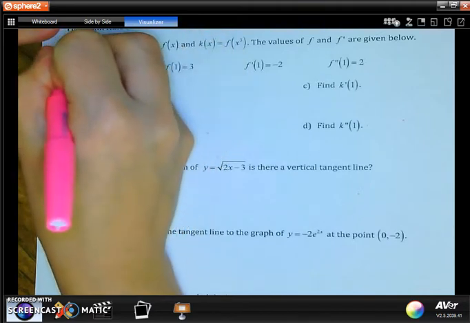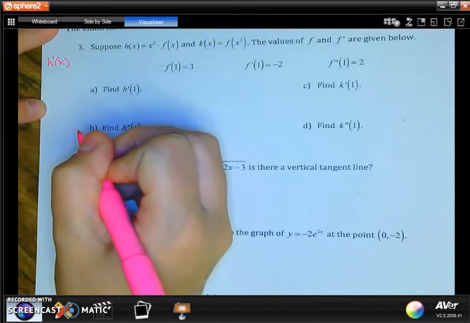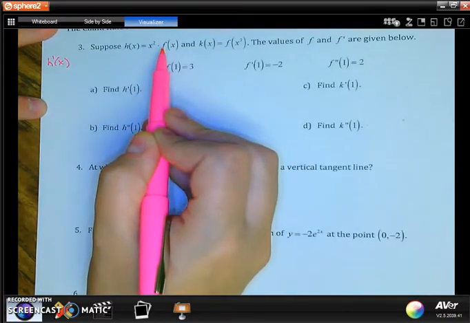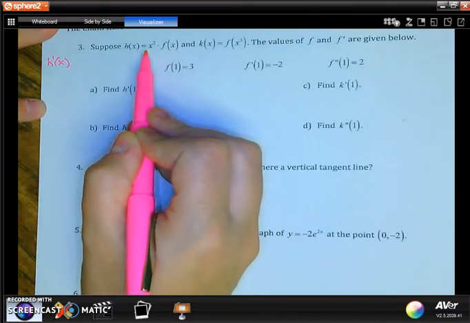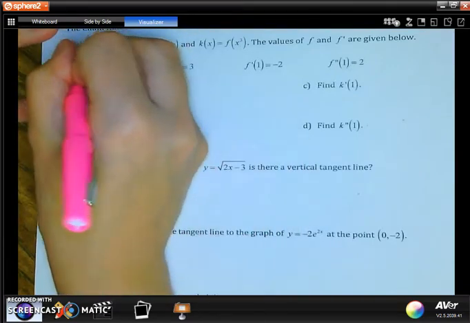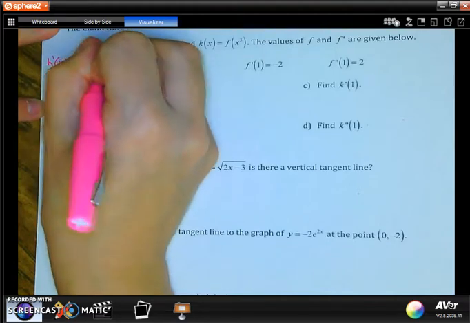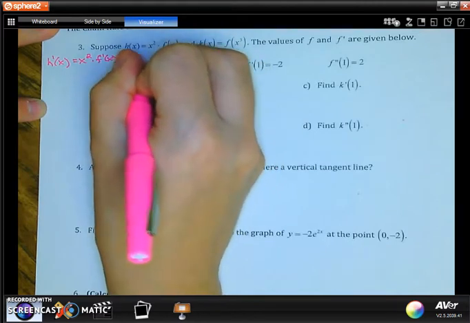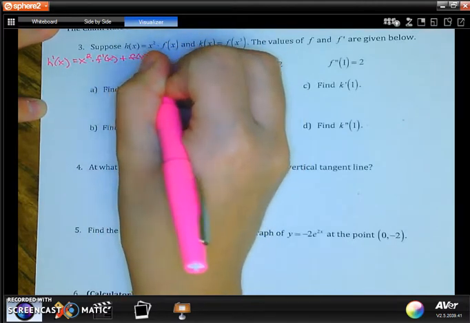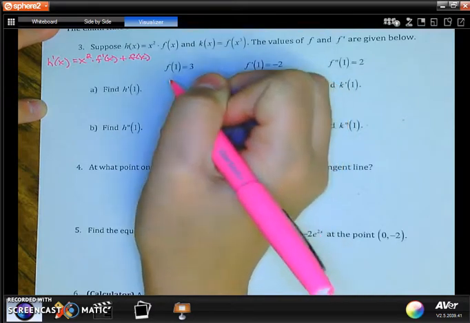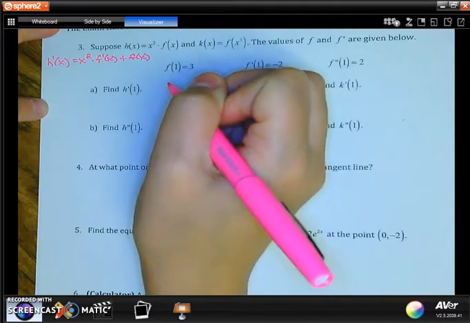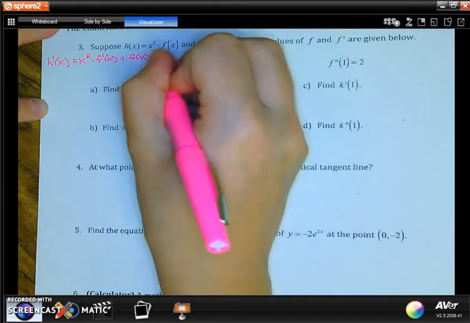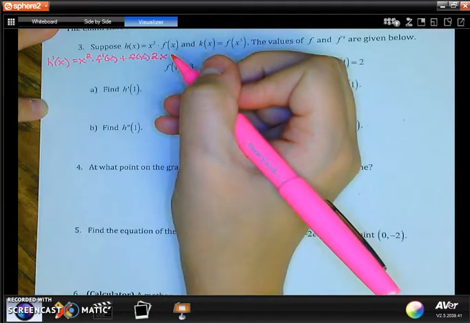So the derivative of h with respect to x, okay, if I was just taking the derivative, this is a product, so it would be first times the derivative of the second, plus the second times the derivative of the first. So I'm just going to write that. So that's first times the derivative of the second, plus the second times the derivative of the first. Well, the derivative of the first is going to be the 2x there.